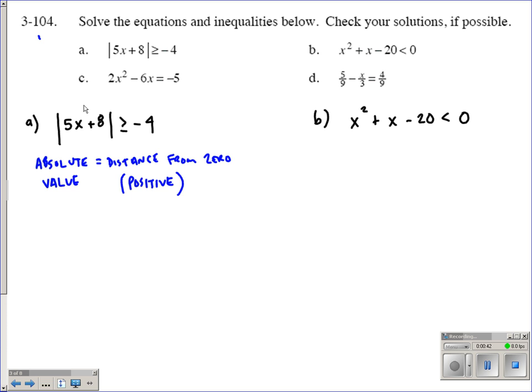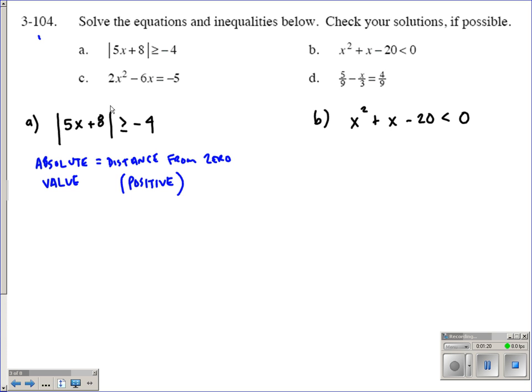And the reason why, when we take the absolute value of anything, remember absolute value being the distance a number is from 0, so distances are positive numbers, we can't have a negative distance. Any value that we get when we simplify 5x plus 8, and then take the absolute value of it, we'll get a positive value. And all positive values are going to have to be greater than or equal to -4. If we ended up with 0 inside our absolute value, that's still greater than -4.